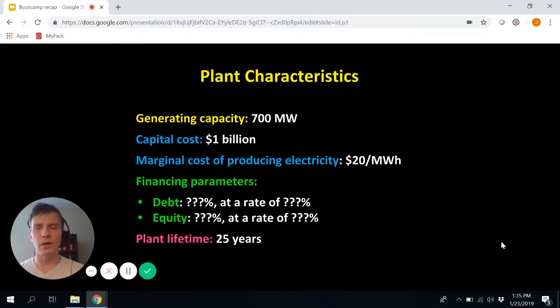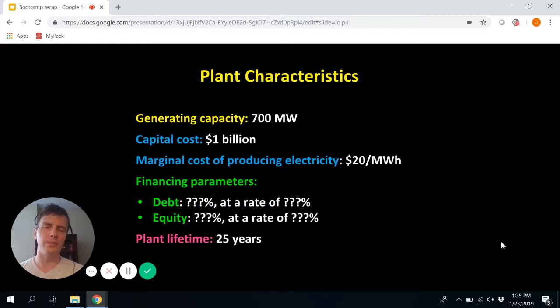700 megawatt capacity. That means it can produce that much electricity at any given moment. That's the size of the power plant. It has a capital cost or sticker price of $1 billion. We're going to assume that this third part, the marginal cost of producing electricity, is given to us, and that it's $20 per megawatt hour. And then we have some unknowns down here in terms of the financing parameters.